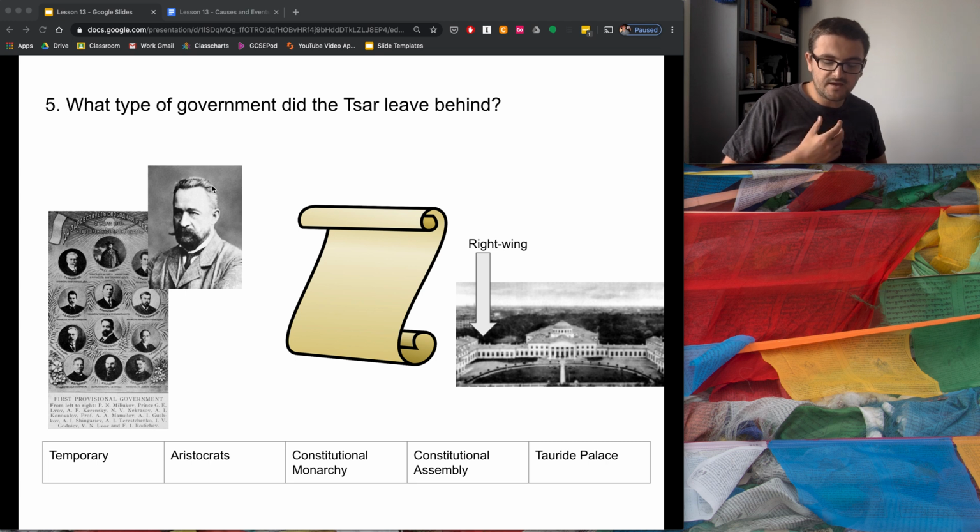Now, the provisional government was supposed to be a temporary government. And it was supposed to take charge until a constituent assembly could be elected. And that constituent assembly would have the job of writing the new constitution of Russia. Constitution being the rule book for how the government was organised. And this provisional government was set up in the right wing of the Tauride Palace in Petrograd, the former chamber of the Duma.